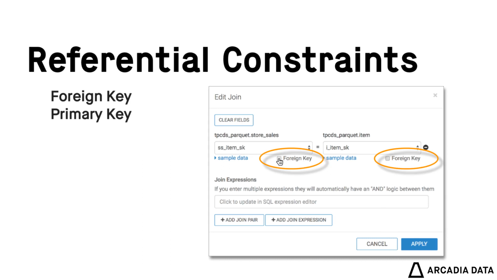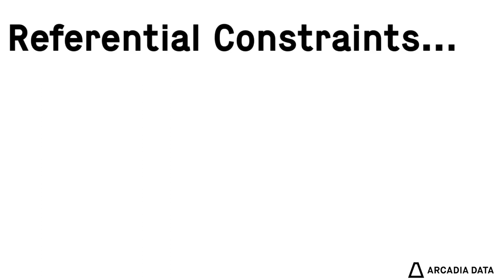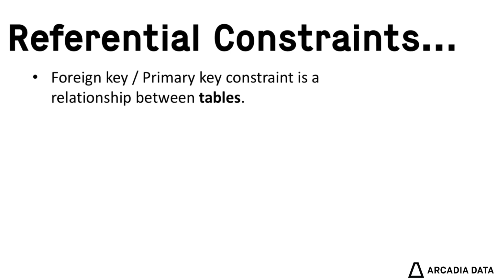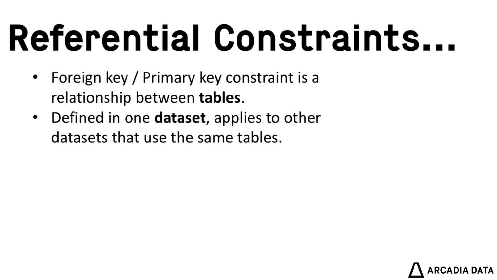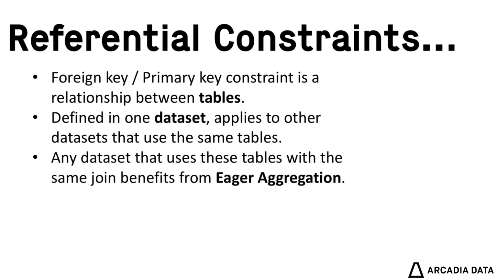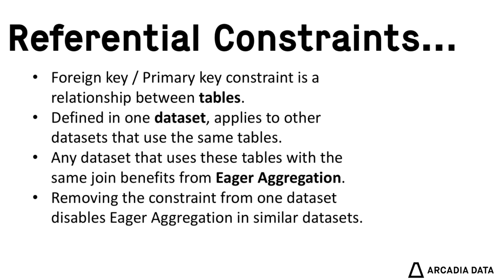When you pick foreign key on one side, it automatically sets the other side to primary key. Keep in mind that when you define this relationship in the dataset modeling interface, this relationship is between the tables. Therefore, any other dataset that uses the same table with a join on the same columns also benefits from the referential integrity constraint declaration, and therefore from eager aggregation. Conversely, if you drop the referential integrity constraints from one dataset, other similar datasets lose the benefits of eager aggregation.